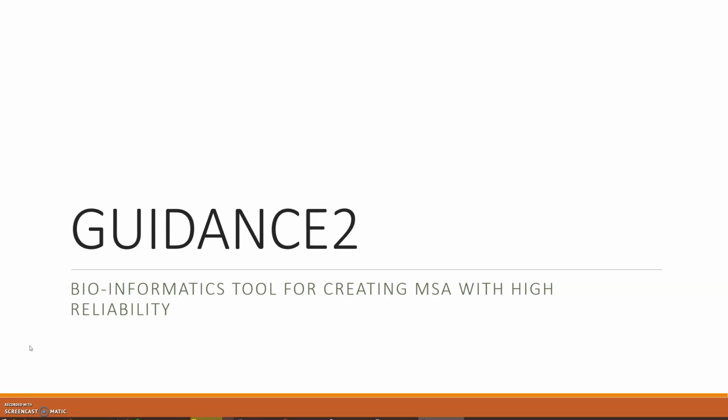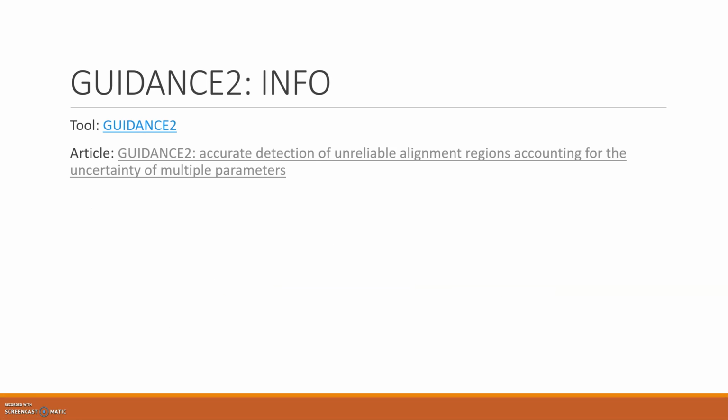Hello, I am Lowie Degrave and I'm going to be talking about GUIDANCE2. GUIDANCE2 is an algorithm for multiple sequence alignments that takes into account the regions with a high uncertainty. Here you can find the links to the tool and the article that I'm about to use.